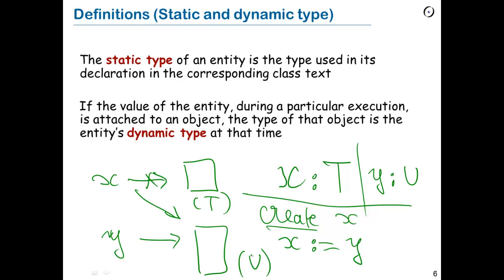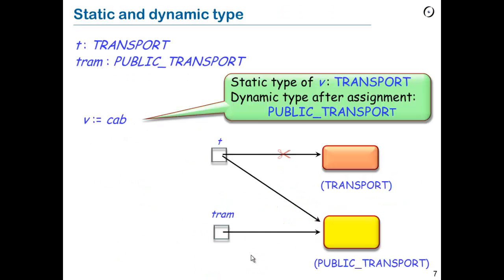So you see the difference between the static type and the dynamic type. An entity can have only one static type, but it can have many dynamic types. The static type is unique because it is the type with which the entity is declared in the program text. But during execution, as a result of polymorphic assignments, the entity can become attached to objects of several different types, and so it can have many different dynamic types.